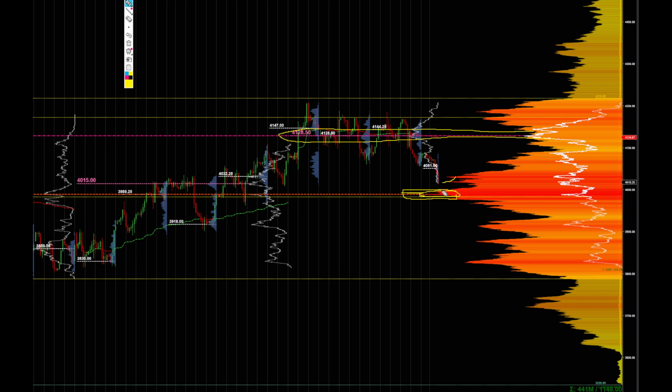Now remember, I said we also have the 50-day moving average. We do have a node here, a high volume node. Last month's most traded price was 40.15, so that could slow us up. That's probably what's slowing us up right now. Okay, let's move on to the Nasdaq.